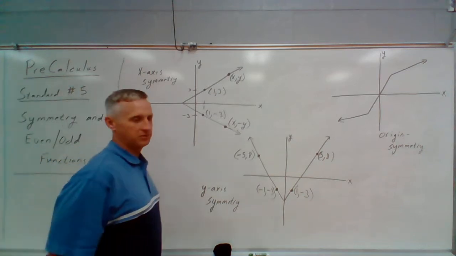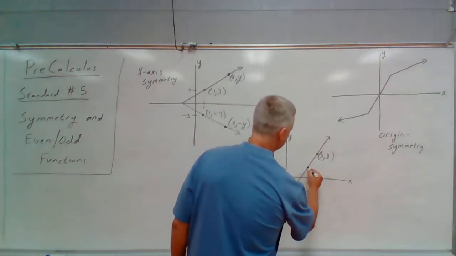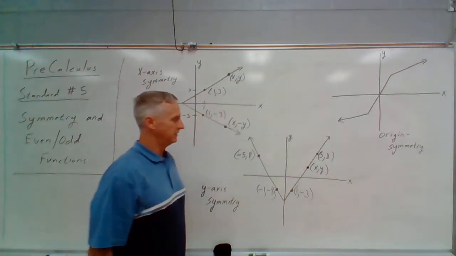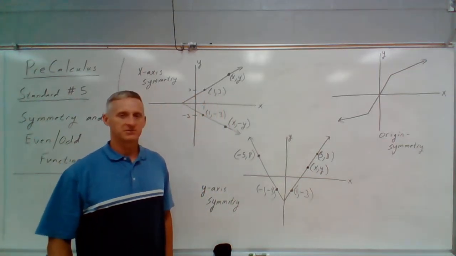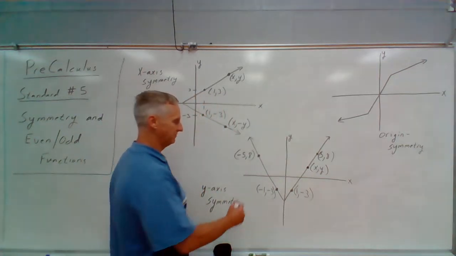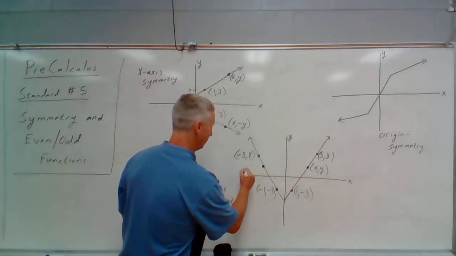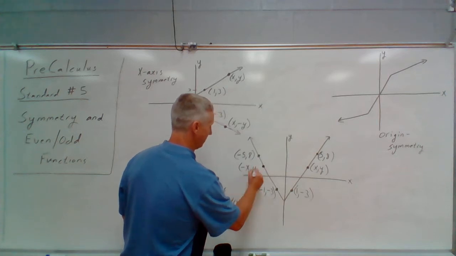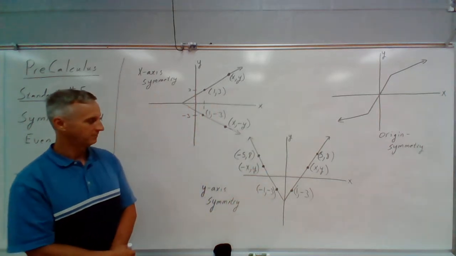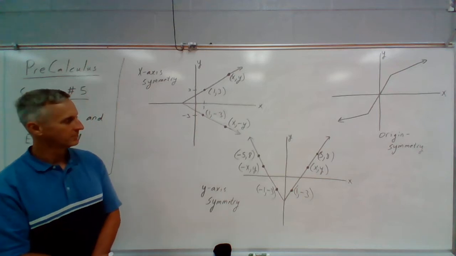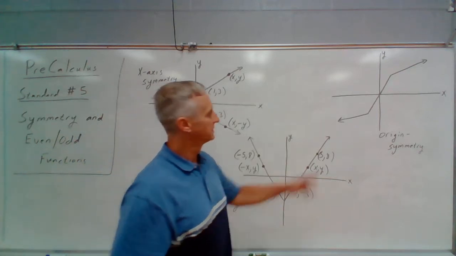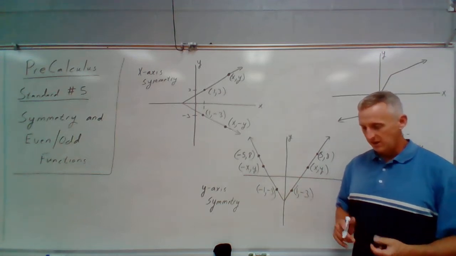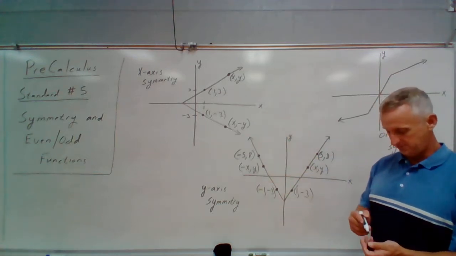Okay, so in general, anytime the point x, y is on the graph of a y-axis symmetrical equation, the point negative x, y has to be on the graph. Okay, let's talk about a graph that's symmetrical with respect to the origin. Now, it's kind of a combination of these two.